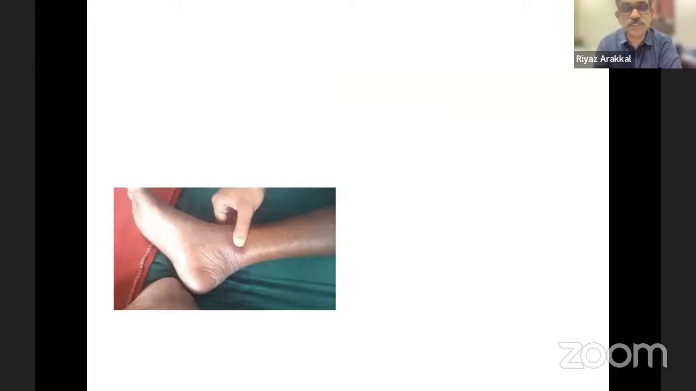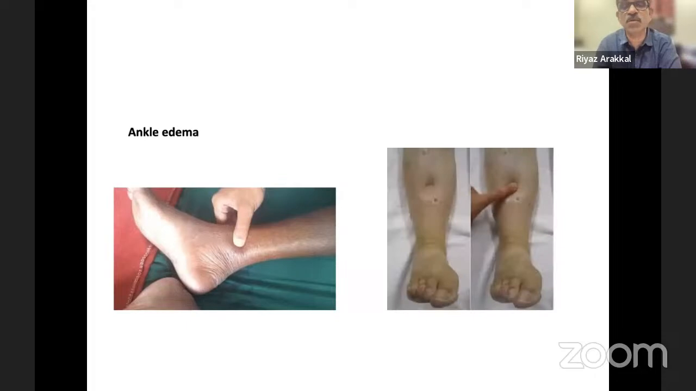Now, what is shown here? Edema. This is actually ankle edema. This should not be called pedal edema. Remember that this is ankle edema, not pedal edema. What is this? Leg edema. This is leg edema. The other one is ankle edema. And what does the term pedos mean?